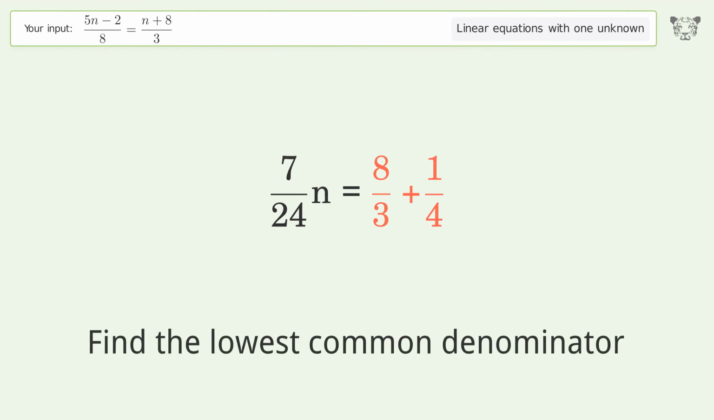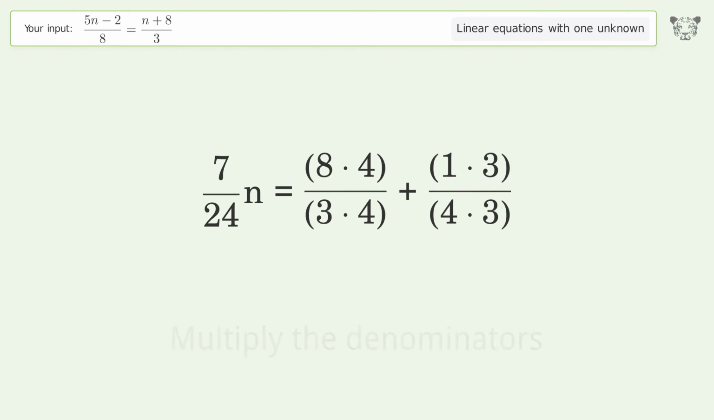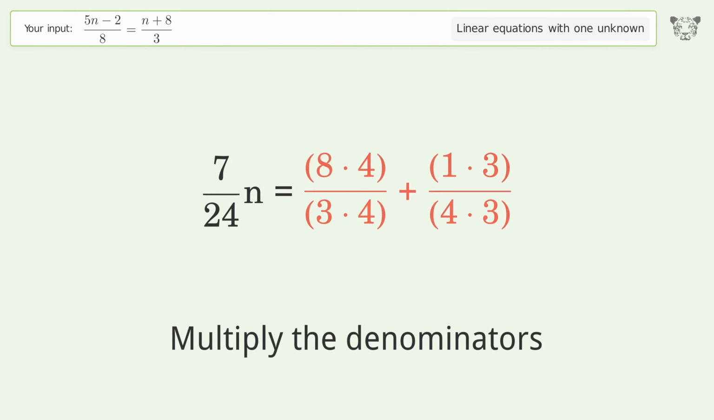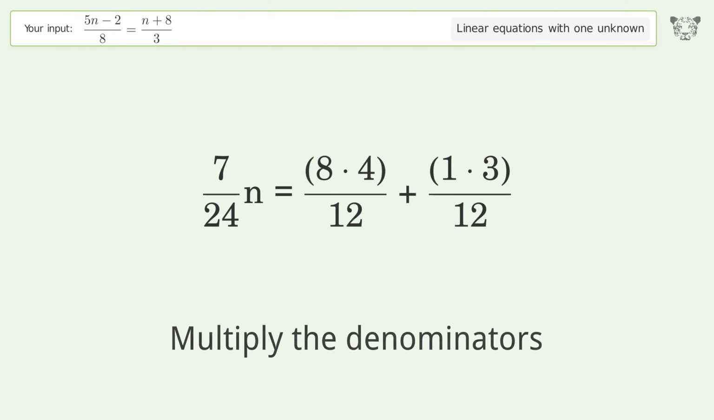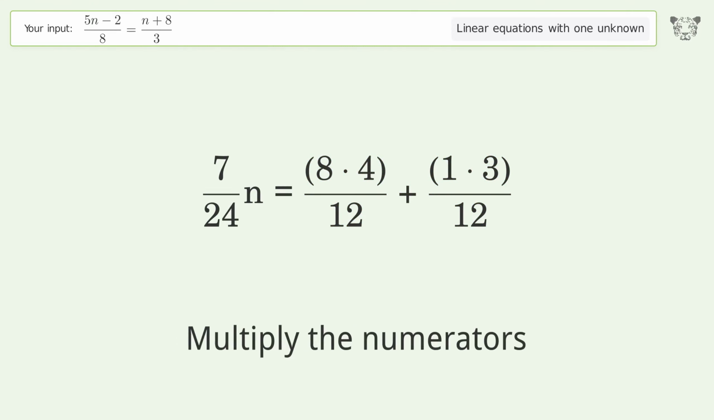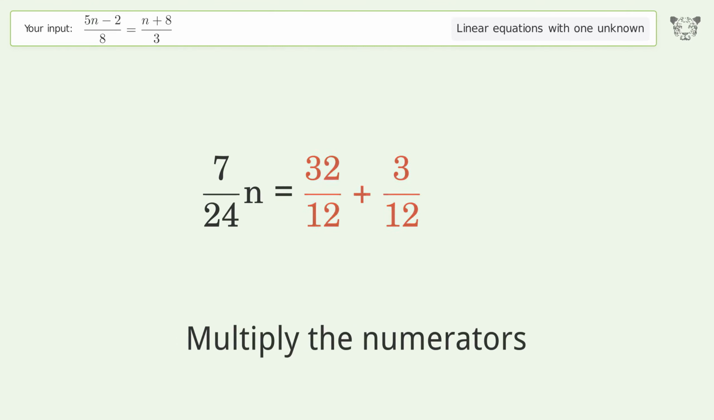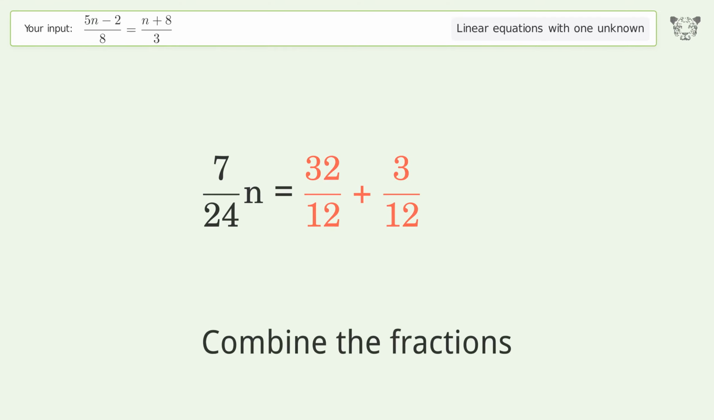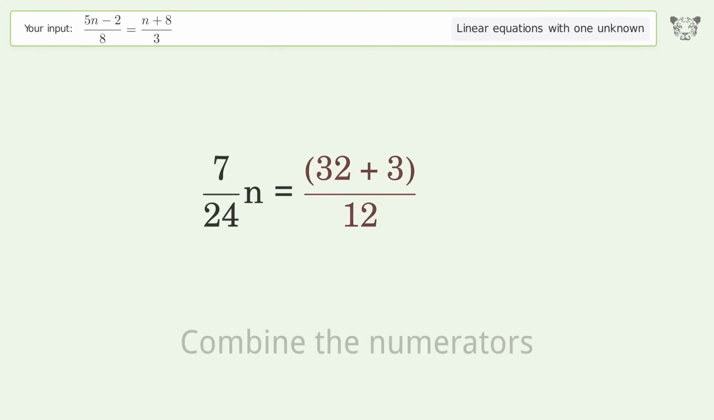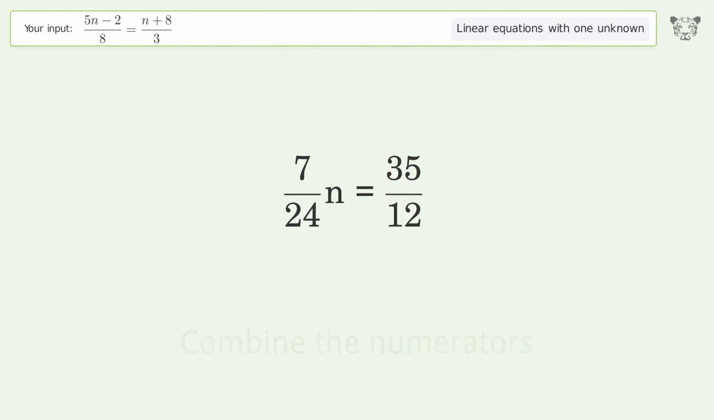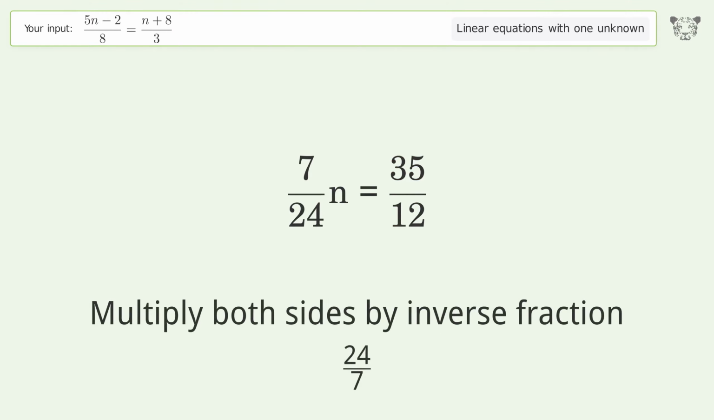Find the lowest common denominator. Multiply the denominators. Multiply the numerators. Combine the fractions. Combine the numerators. Isolate the m. Multiply both sides by inverse fraction 24/7.